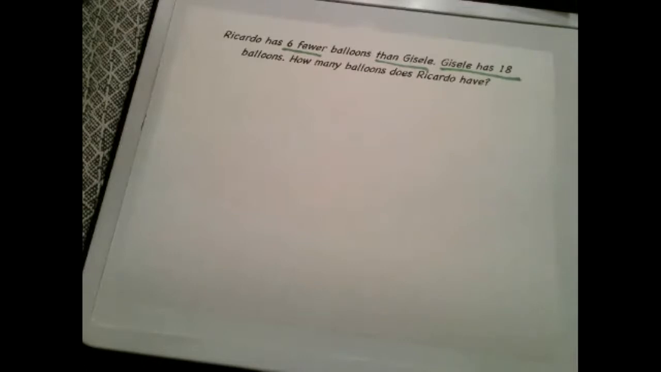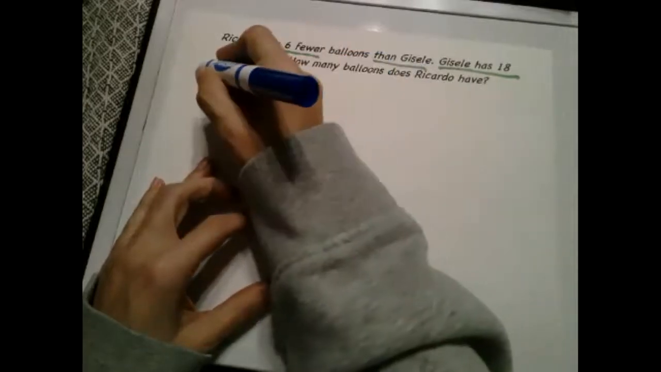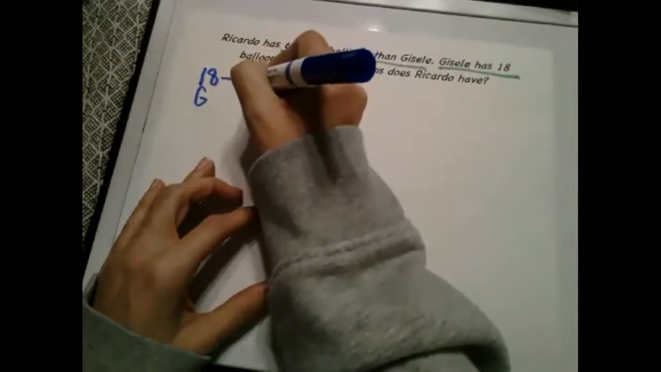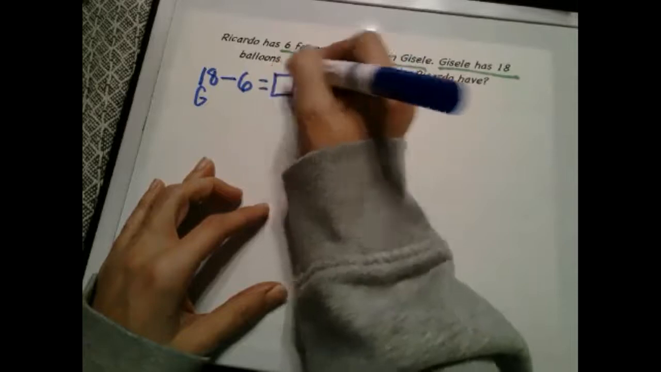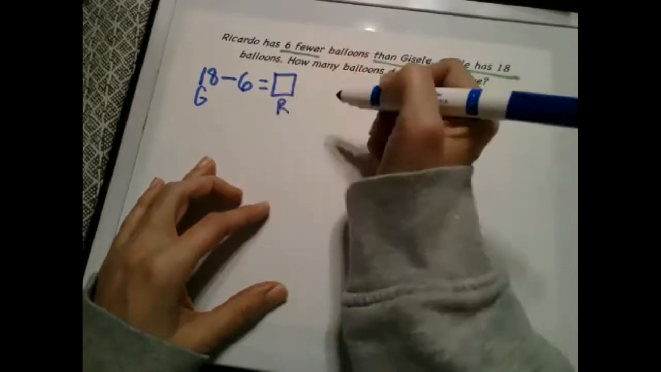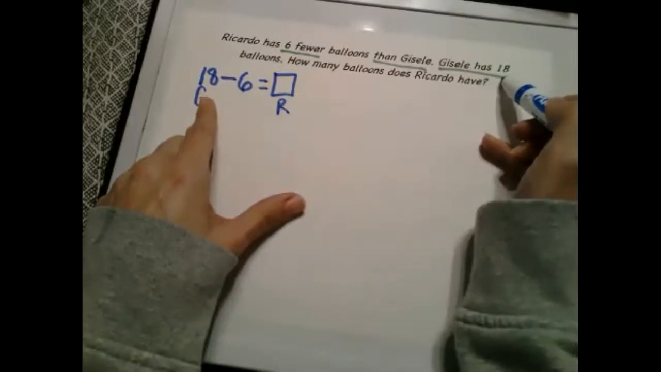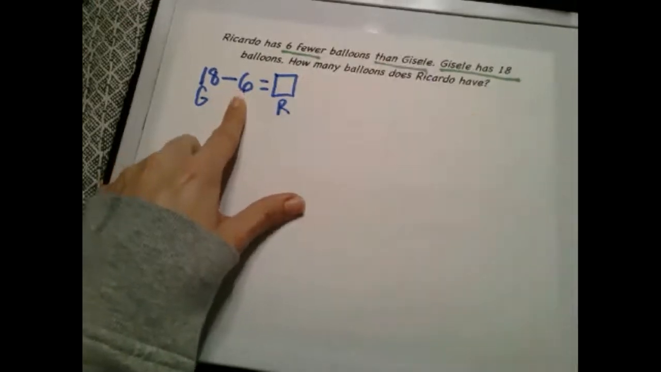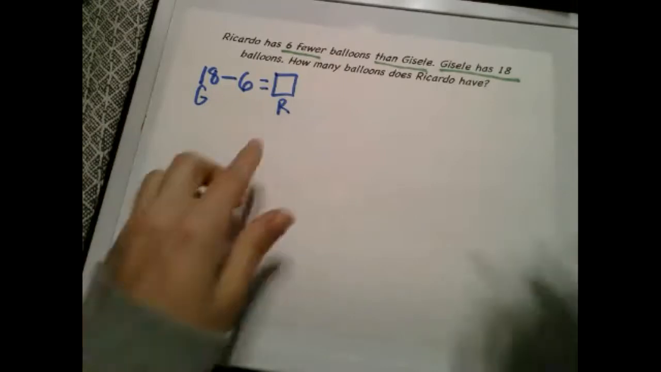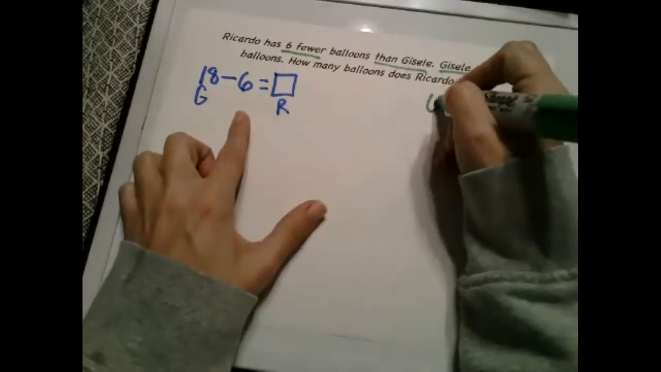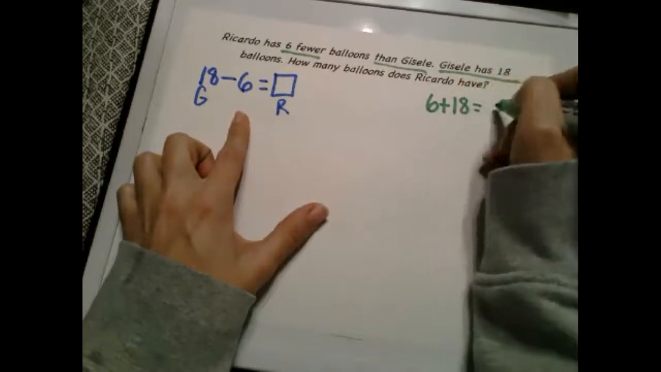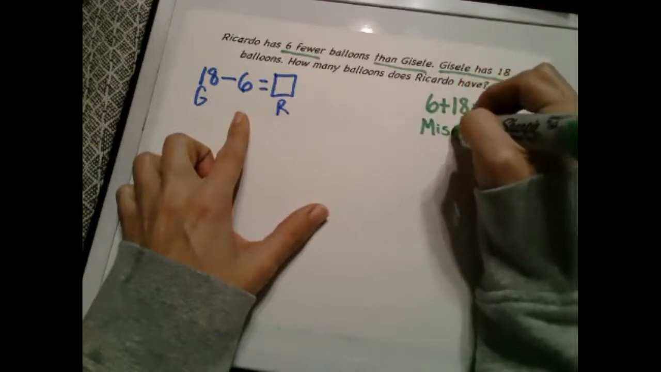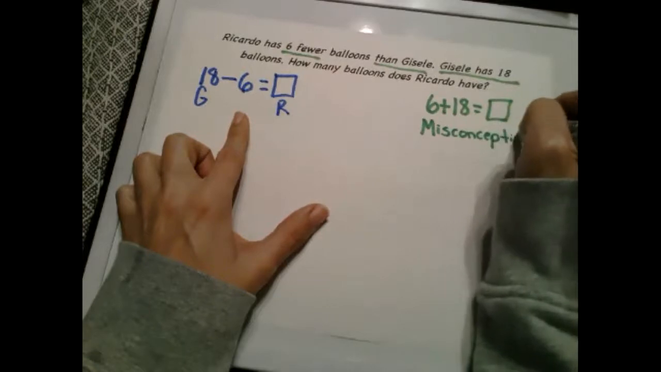Great job, mathematicians. I heard 18, which is what Giselle has, minus 6 will give me what Ricardo has. Because Giselle has 18 and Ricardo has 6 fewer, so that means I need to subtract 6. I did see a misconception. I saw where someone had put 6 plus 18 equals the unknown. Can someone tell me why would this be a misconception?